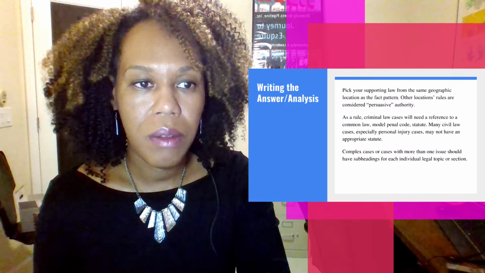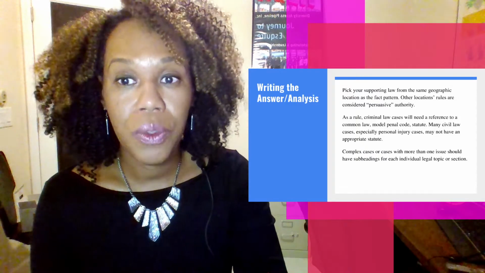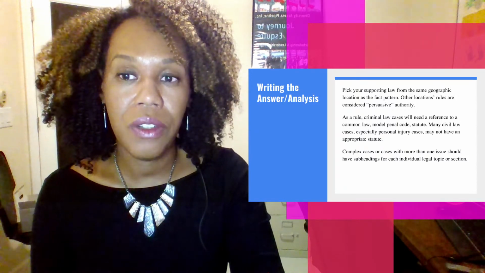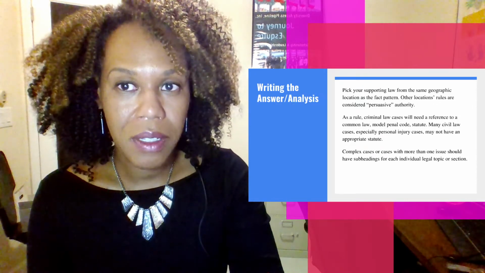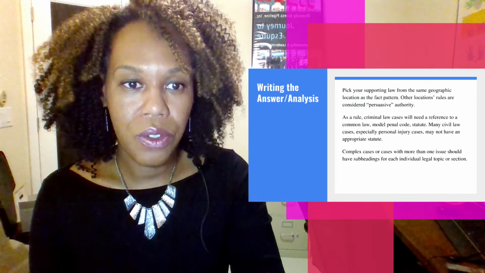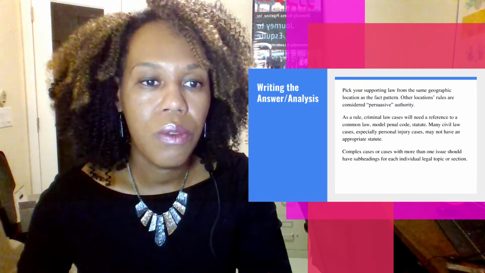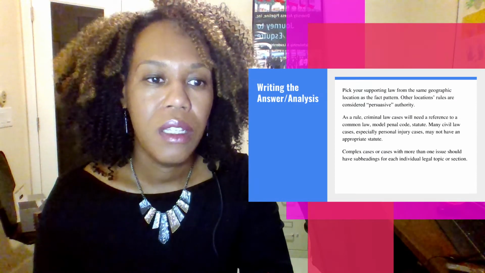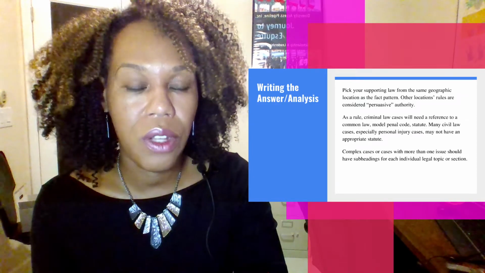And then you also want to use other locations' rules as persuasive authority if you think the rule here is unfair or unjust or wrongly decided. You can say, hey, look at all these other jurisdictions that show otherwise. This jurisdiction should adopt that rule, and here's why. So as a rule, criminal law cases will need a reference to a common law, model penal code, etc. Many civil law cases, especially personal injury, may not have an appropriate statute, and so you're looking at case law.